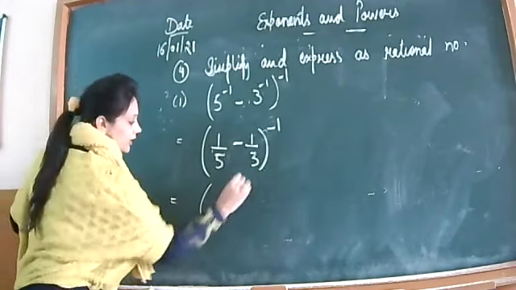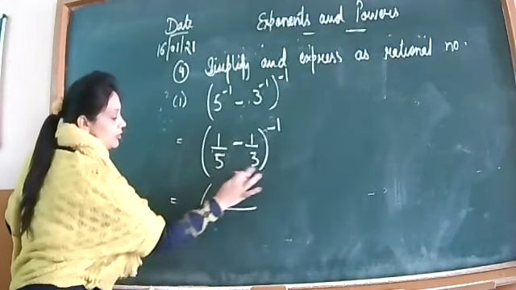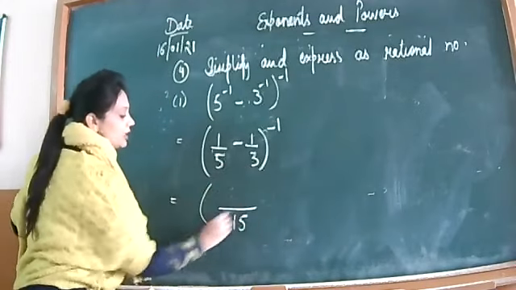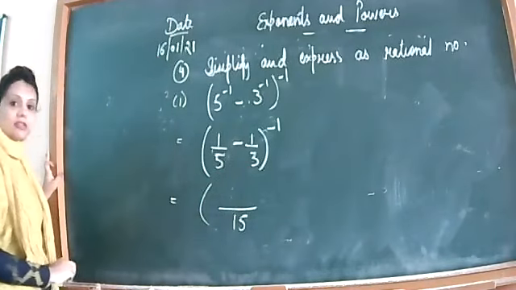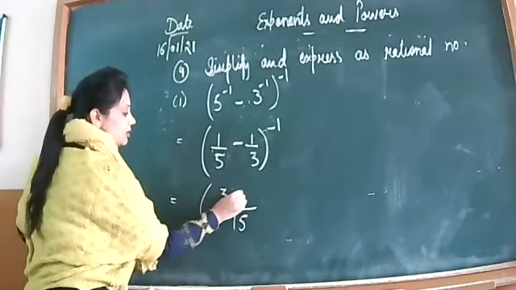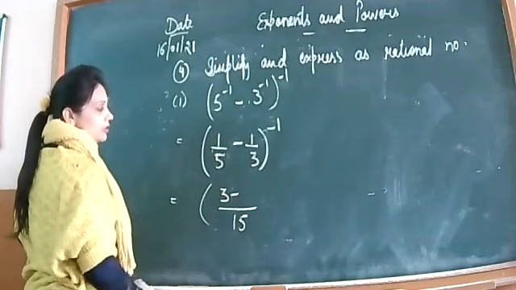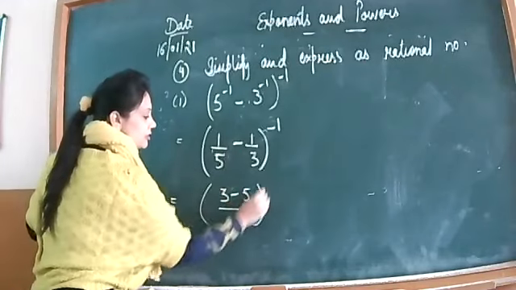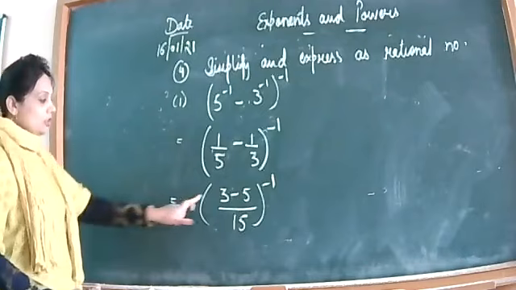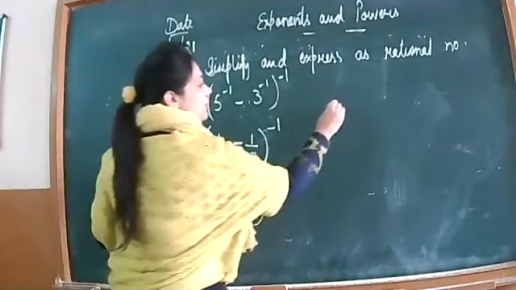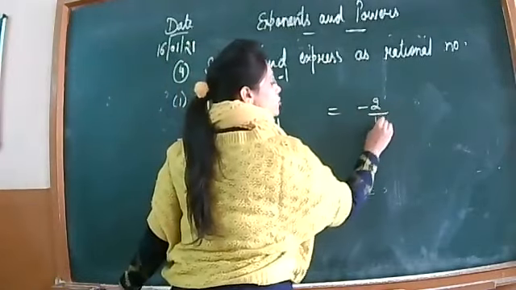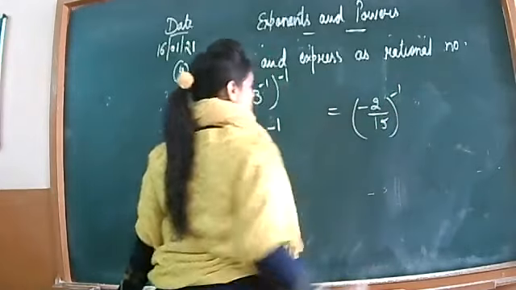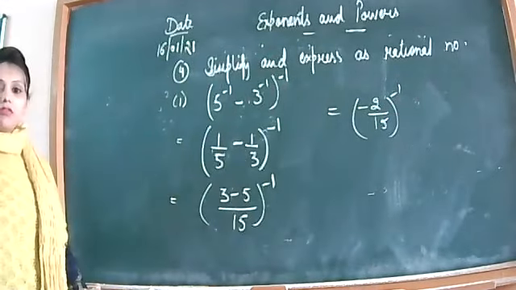Now we will solve the bracket. What is to be done? We will be taking LCM. 5 threes are 15. 15 divided by 5 is 3. 3 ones are 3, minus. 15 divided by 3 is 5. 5 ones are 5. So 3 minus 5. 3 minus 5 is minus 2 by 15 raised to power minus 1.